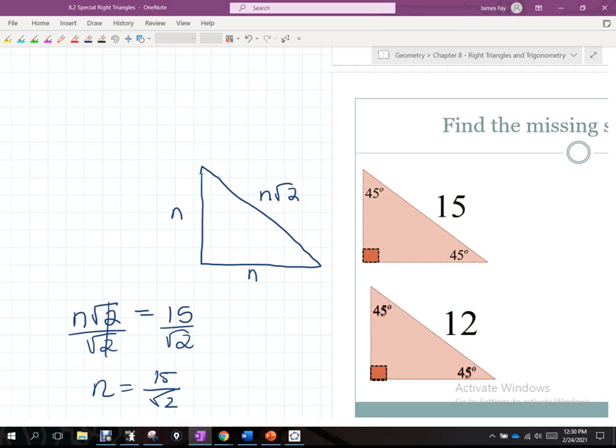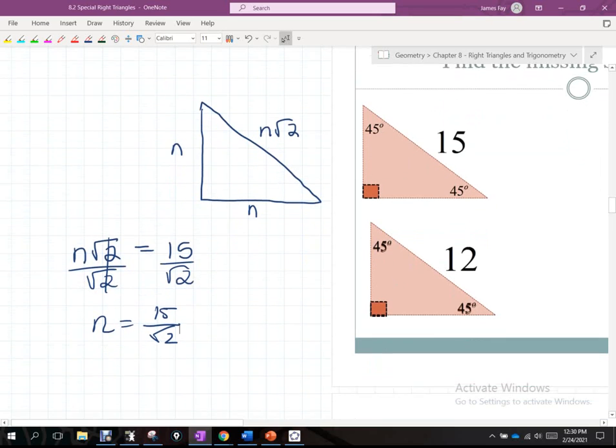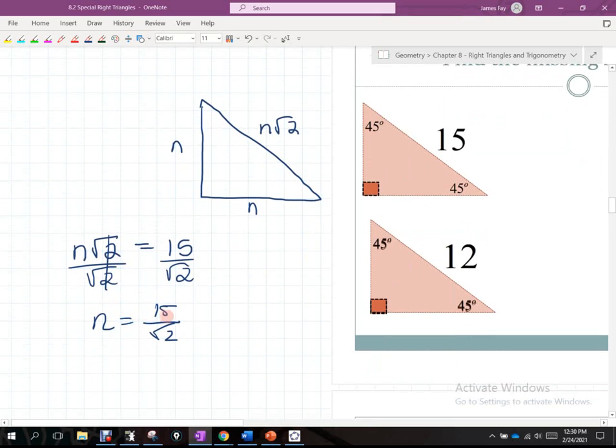But I'm a person, and especially as we go through the rest of the year, every time we see a special right triangle like this, I'm going to go through this formula here with you. Okay. So n equals 15 over radical 2.